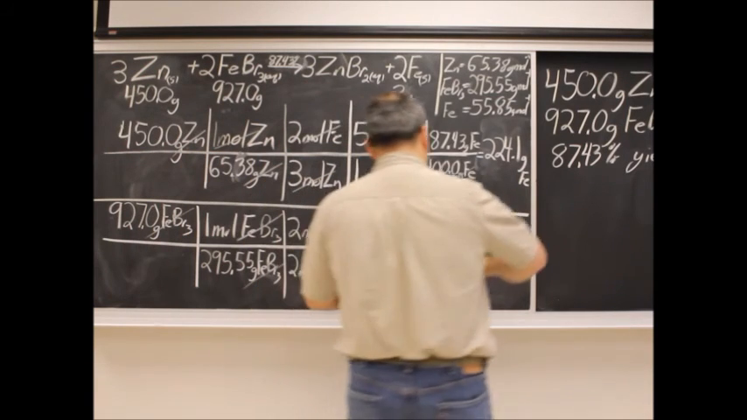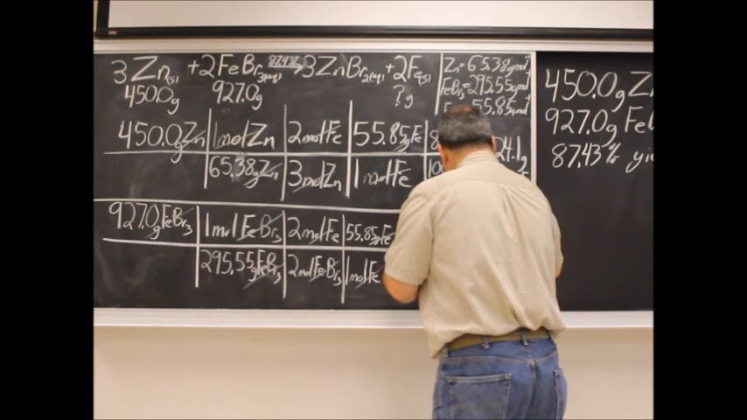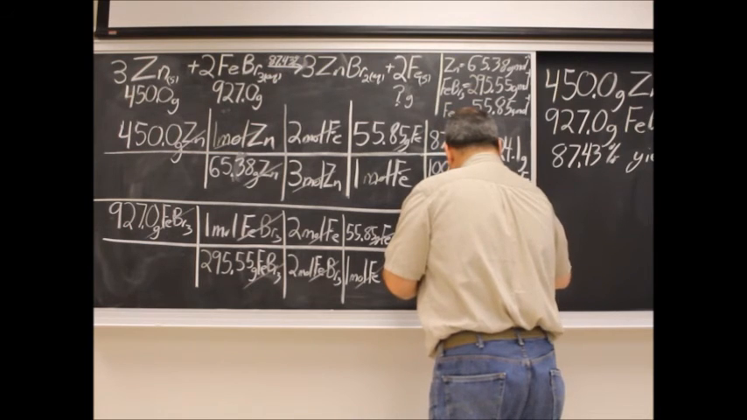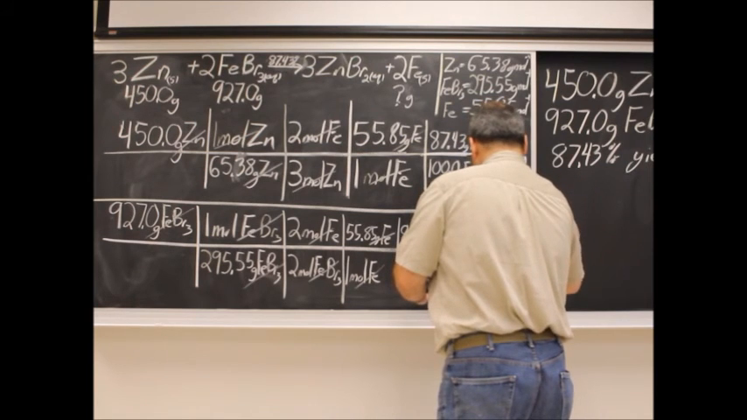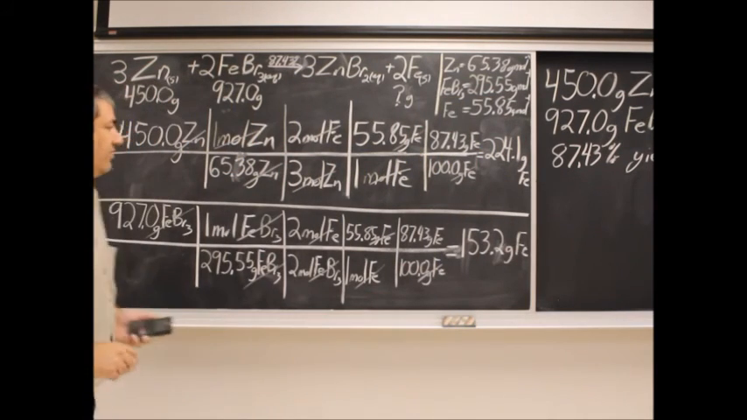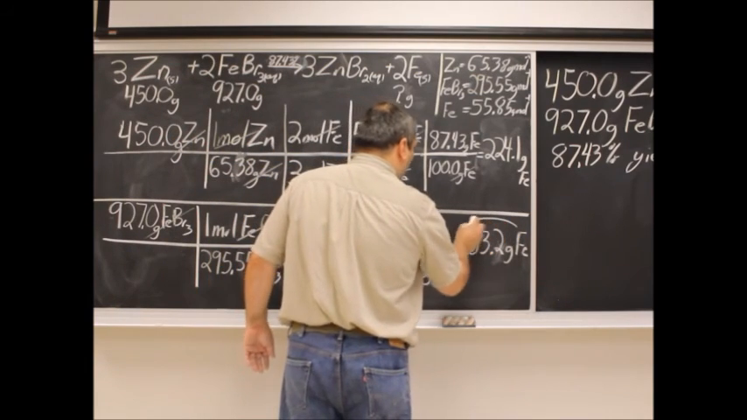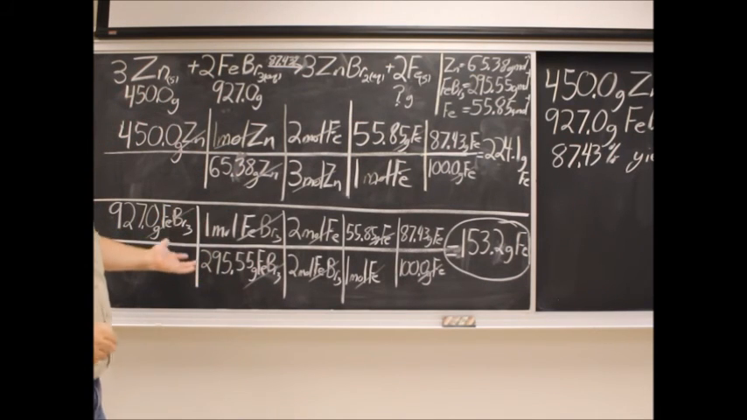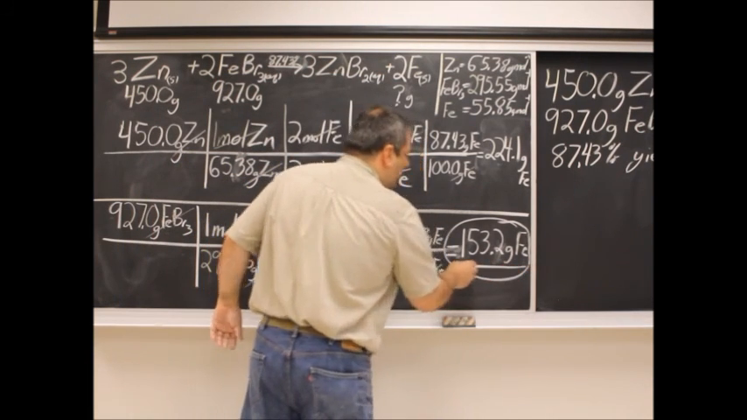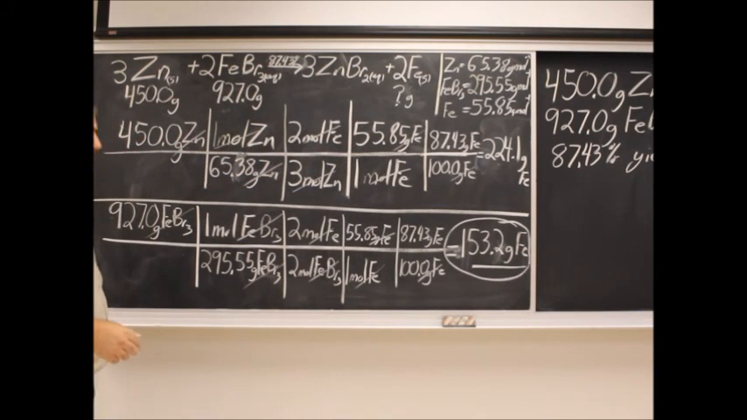And I get 153.2 grams of iron. 153.2 grams is smaller than 224. Therefore, iron 3 bromide is the limiting reagent, and this is the maximum amount of iron that I could produce.